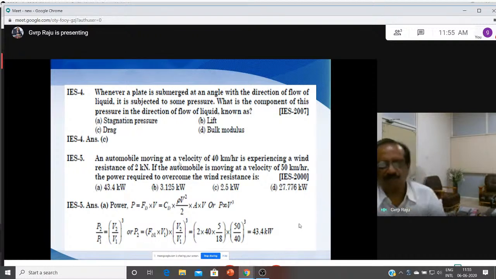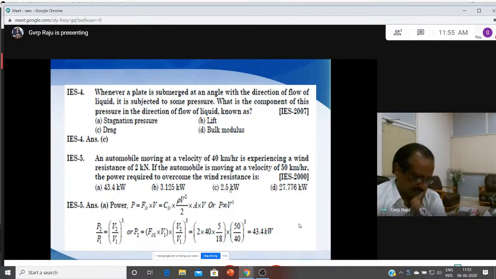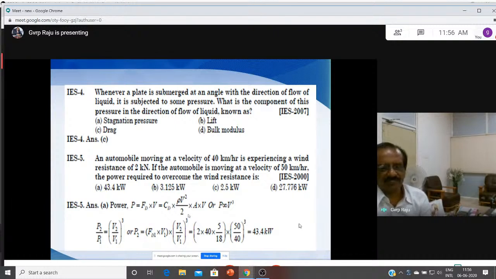An automobile moving at a velocity of 40 km per hour is experiencing a wind resistance of 2 kN. The automobile is then moving at a velocity of 50 km per hour. The power required to overcome the wind resistance is? The power P is equal to FD into V. As you know, FD is CD A rho v square by 2. So the power is drag force into V. Power is proportional to, here we have V square and here V. As you know, FD is CD A rho v square by 2, and power is drag force into velocity.